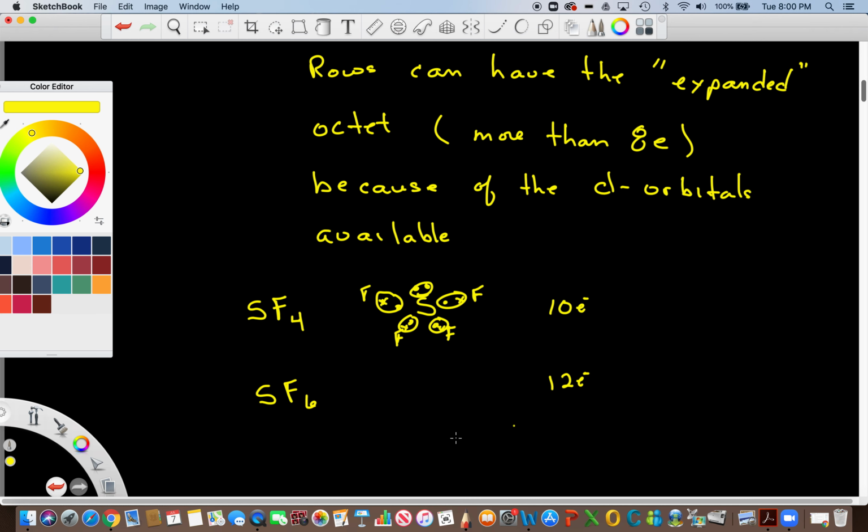There are times when aluminum may have 3, but it can, because of this d block, accept a pair of electrons. In other words, there's bonds here. So that's still expanded. And this happens in organic chemistry quite a bit with aluminum, especially later on in the semester.